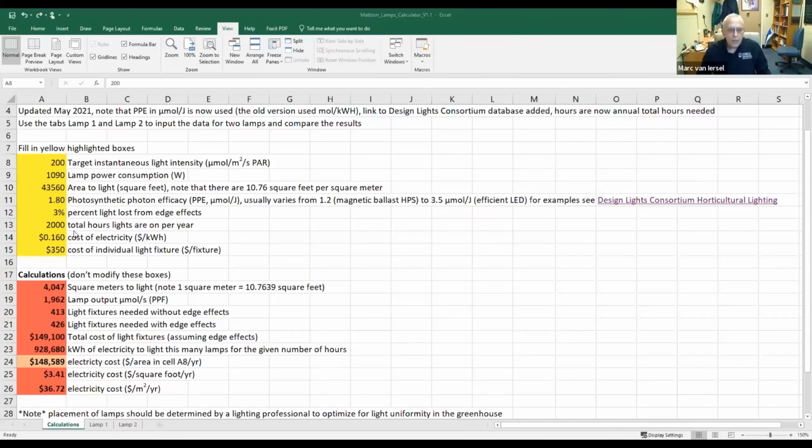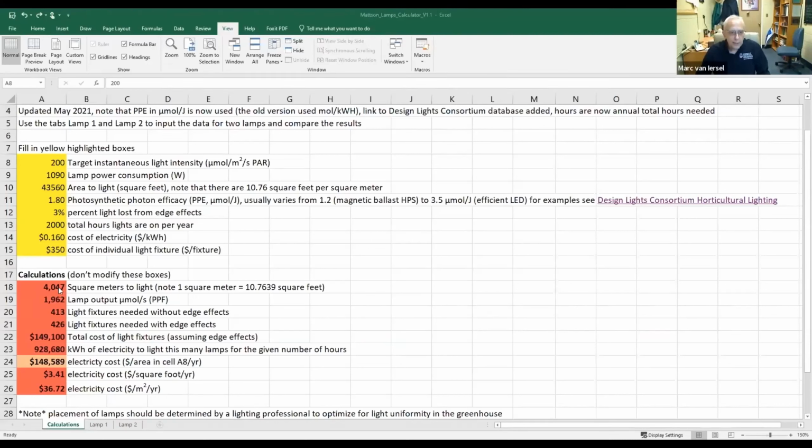You then need to estimate how many hours per year you are likely to use your lighting system. So the default value here is 2,000, but you can easily adjust that. Your electricity price, so 16 cents per kilowatt hour in this example, and the cost of an individual light fixture. And when you enter all of that, the information that is returned to you is shown in the red boxes right here.